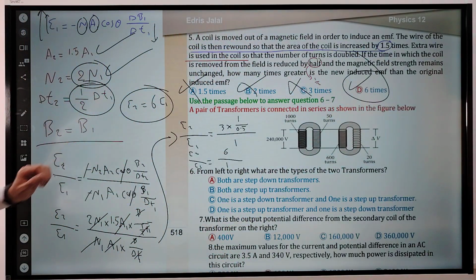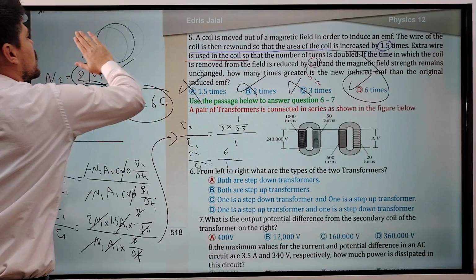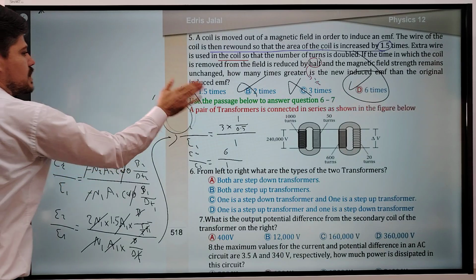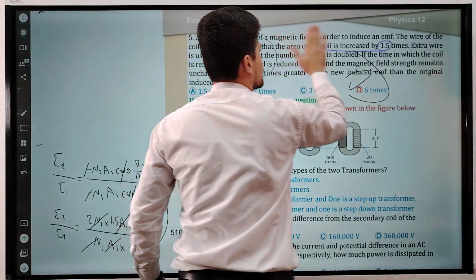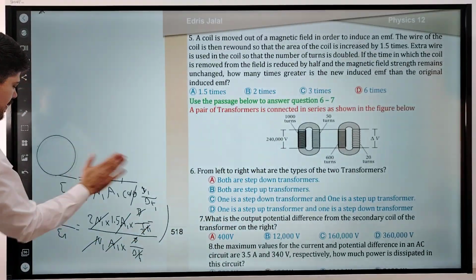Okay, I proved it for you. So this is question 5. Very good question. Be careful. Okay. Question number 6 from the standardized test prep is also a very good question. Pay attention, please. Listen carefully.